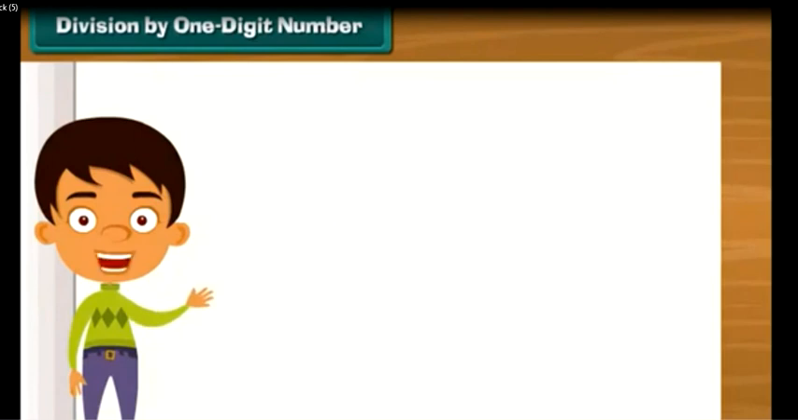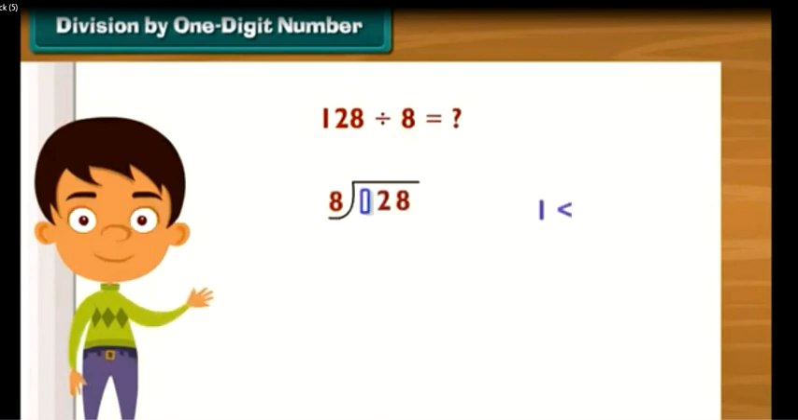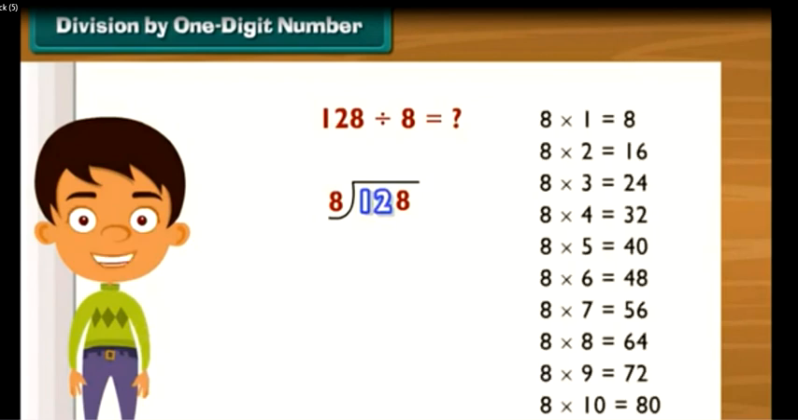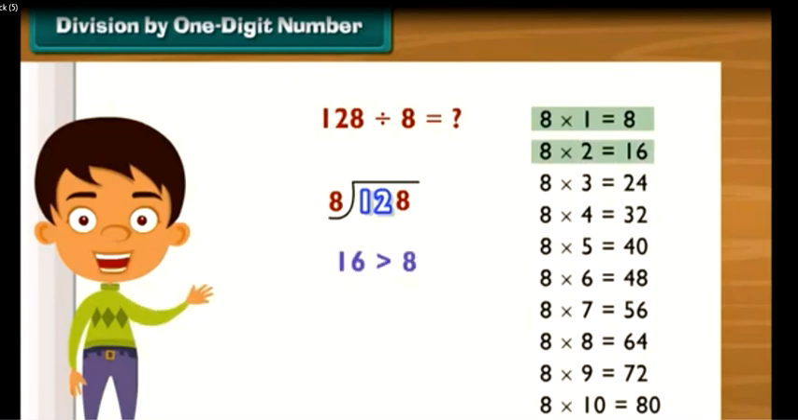Division by one-digit number. Let us now divide 128 by 8. Since 1 is less than 8, we will divide 12 by 8. Recall 8's table. 8 ones are 8. 8 twos are 16. 16 is greater than 12. So we use 8 ones are 8. Write 1 above 128. Subtract 8 from 12. Write the answer as 4.